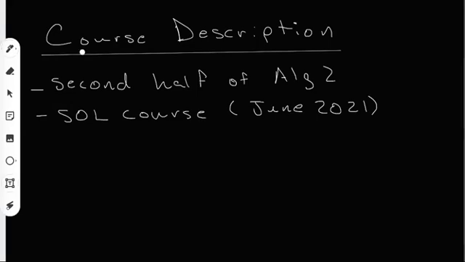So there is going to be an SOL at the end of the course, but there's going to be no final exam. No final exam. And the reason why there's no final exam for this course is because it is not a dual enrollment course. So you're going to be taking an SOL test, but there's not going to be a final exam. All right.